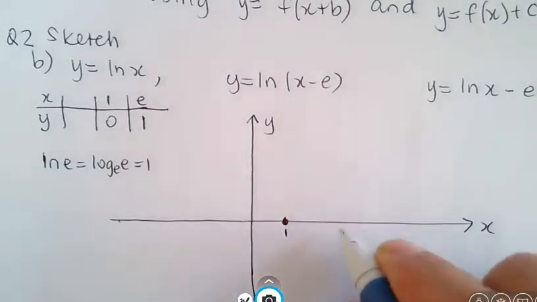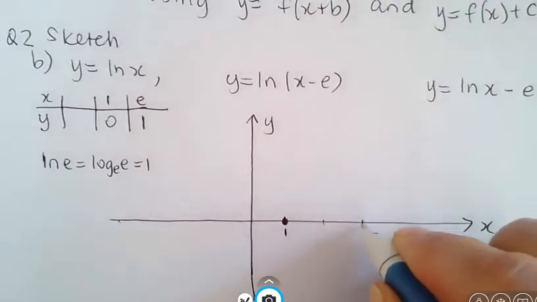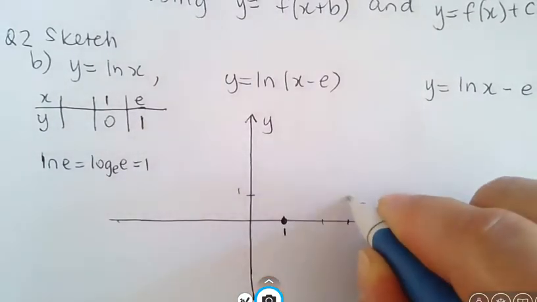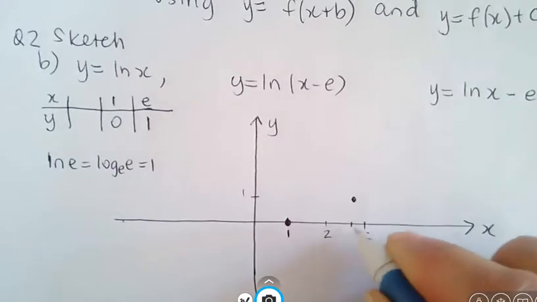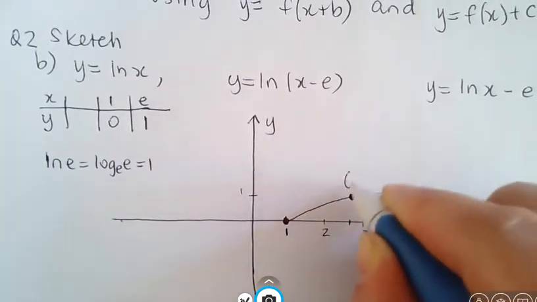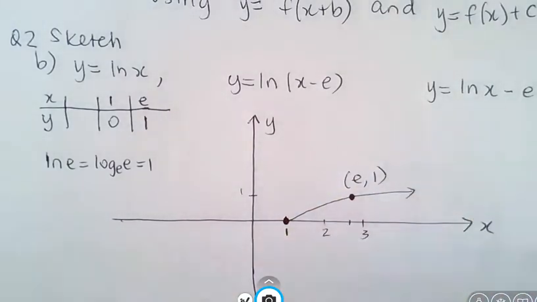Now, where's e roughly? About 2.7, so it's about here. So ln e is 1. So I'm just going to go like this. 1, 2, 3, but I know e is about there. It goes like this. So I need to label the point. That is (e, 1). This, I can see, is (1, 0). What happens to the rest of the graph?